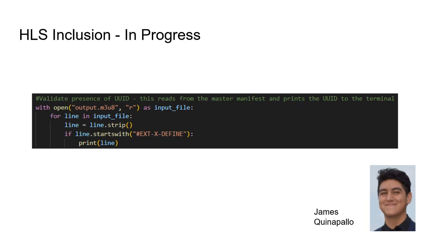And here you can see that Charles and I were working on validating the presence of a UUID, and we start by reading the manifest labeled output.m3u8 and then find where the line begins that says hashtag ext-x-define, which is a line that contains the UUID that we embedded within the manifest. And then it prints that line to the terminal so that we can read it.